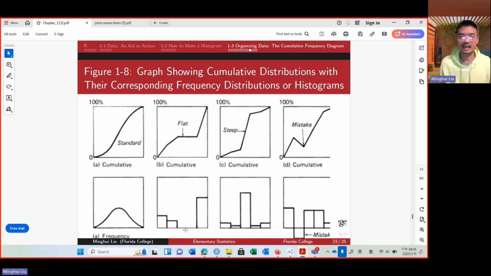If you have a gap, namely you have some intervals with no data points, then this will be reflected as a flat line segment, because nothing is increasing and the cumulative frequency diagram would be flat. On the other hand, if you have a lot of data points in one small interval, then the cumulative frequency diagram will go up very quickly. This is a steep line, or in other words, if you use the language of slope, the slope is very big.